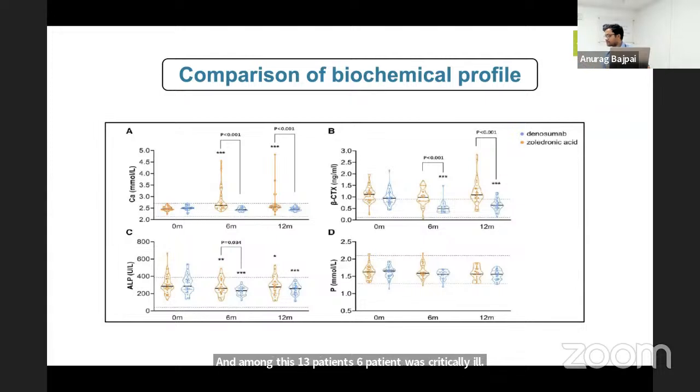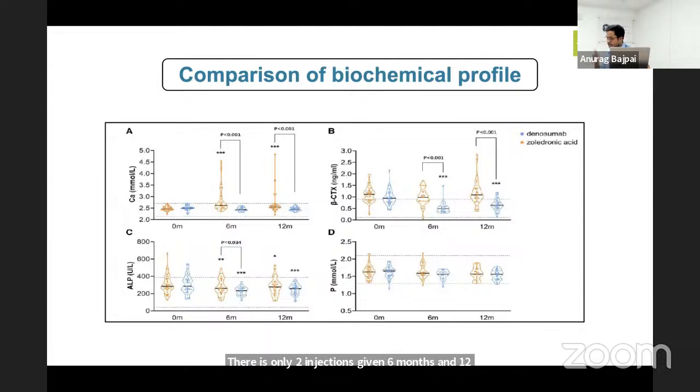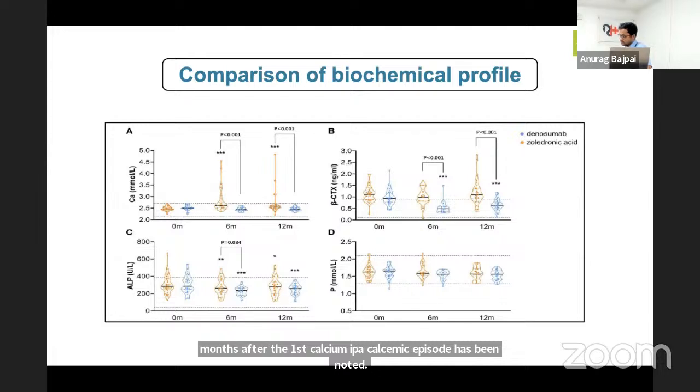So when you say treatment discontinuation, does it mean after the first injection, second injection, or after the third injection? There are only 2 injections given, at 6 months and 12 months. After the 12 months, none was given. 3 injections total, at 0, 6 and 12 months. After the 12 months injection, the mean duration was 4.7 months after which the first hypercalcemic episode was noted. So the hypercalcemia happened after you gave the third injection. Yes, and after 4 months.